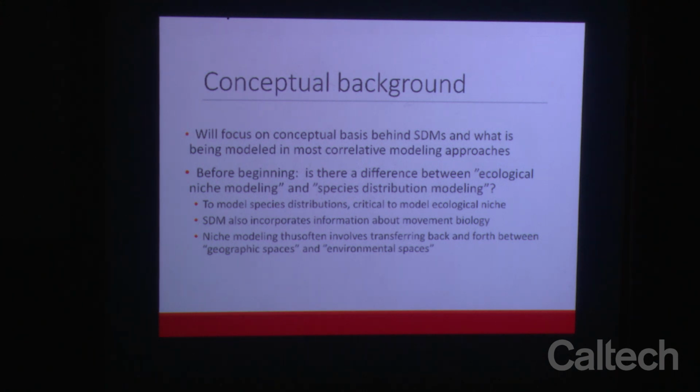I think the argument could be made that when we talk about the difference between an ecological niche model and a species distribution model, in order to do species distribution modeling, we really have to have some information about the ecological niche, but SDMs can incorporate more about movement biology, movement factors for organisms, like dispersal and colonization parameters. I also mentioned that niche modeling involves transferring from thinking about geographic space, where species are found, the locations of individuals and populations across their ranges, to environmental spaces where we can think about niche characteristics, physiological tolerances, and those kinds of characteristics.